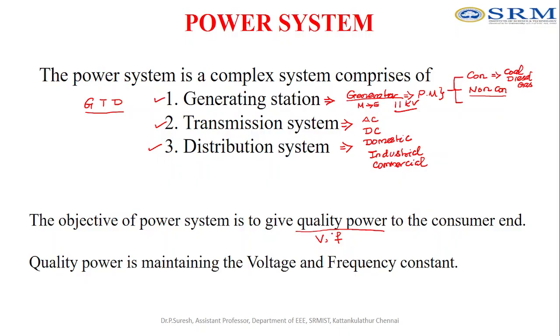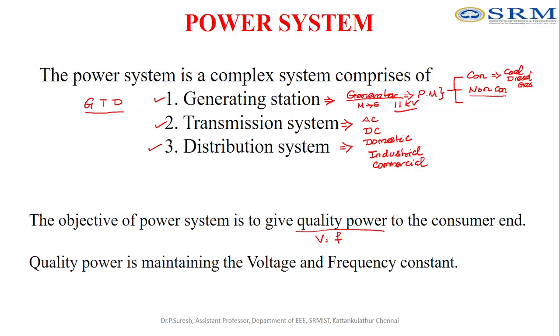When there is a variation of voltage and frequency, the appliances connected to the power system will suffer or malfunction. So voltage and frequency should be maintained. When these two parameters are maintained, we can call it quality power. So the objective of the power system is to give quality power to the consumers, which is nothing but maintaining voltage and frequency as constant parameters.